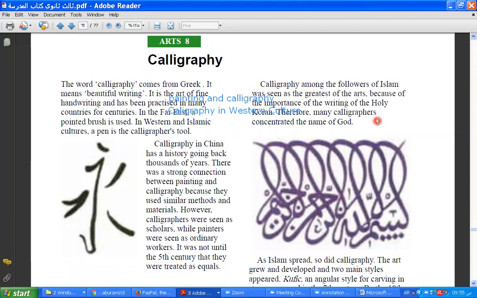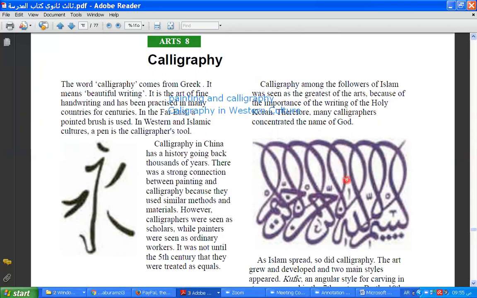Top right. Okay. Should I start reading? Yes. This is a short paragraph, but it focuses on something. Calligraphy among the followers of Islam was seen as the greatest of the arts because of the importance of the writing of the Holy Quran. Therefore, many calligraphers concentrated the name of God.